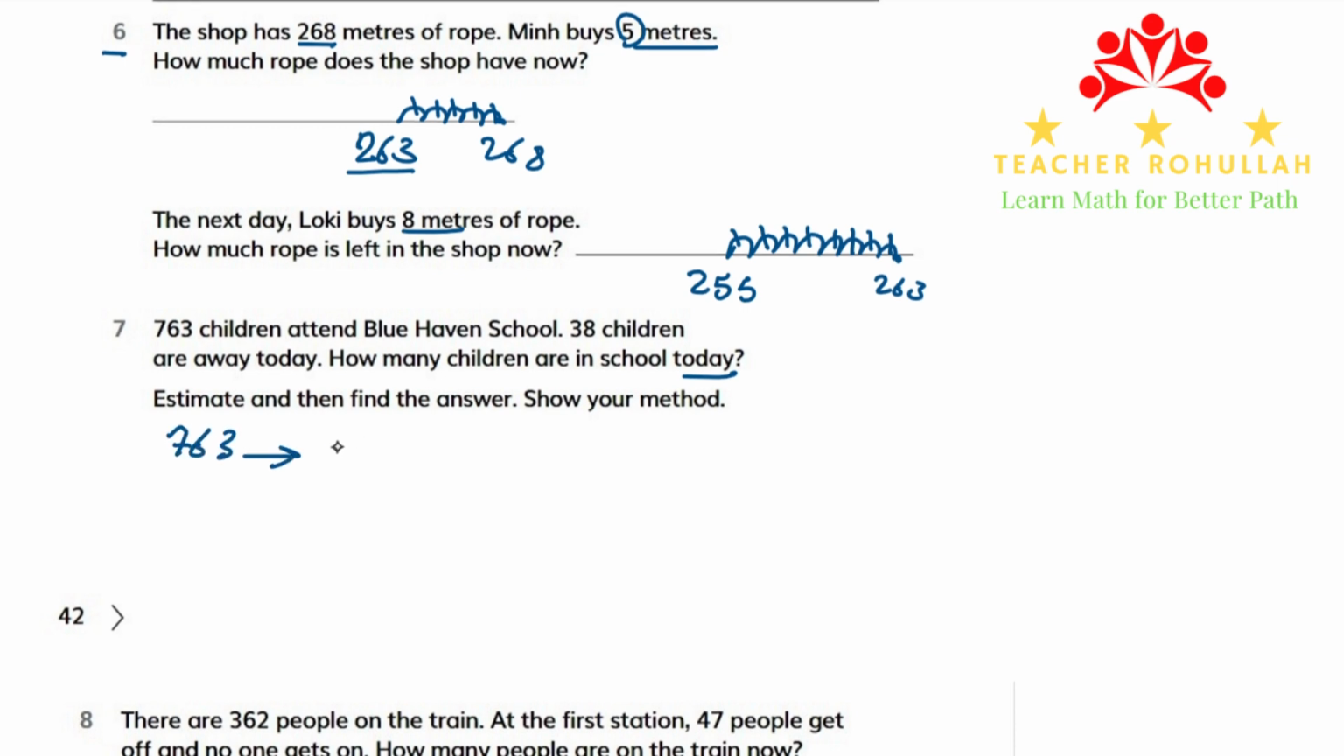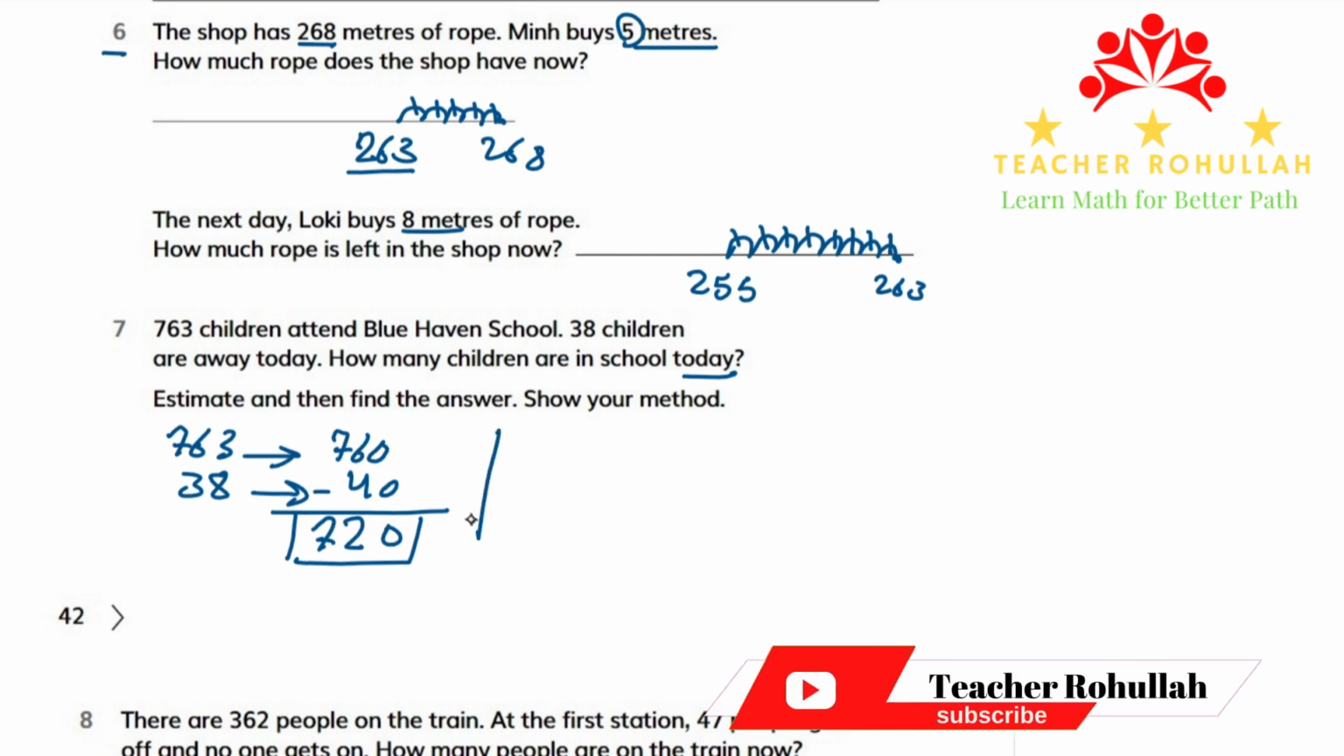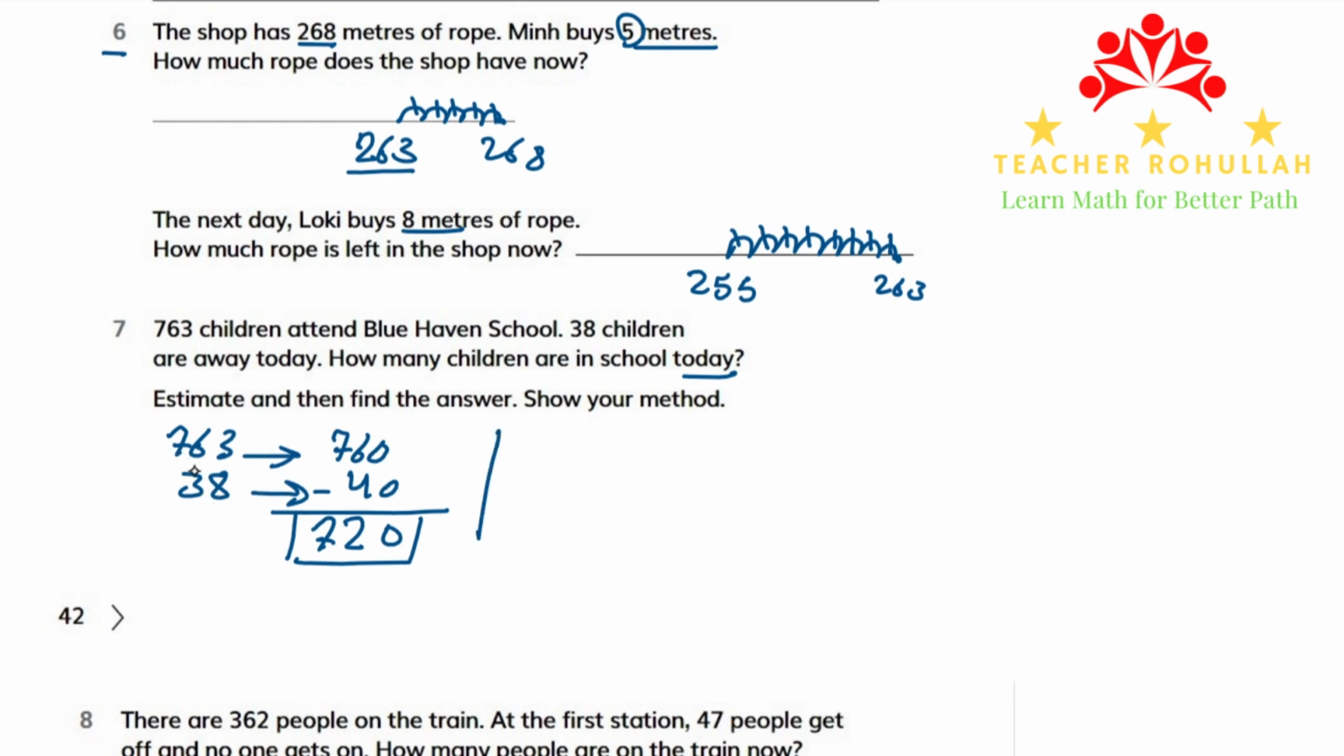763, if we round to the nearest 10, we will get 760 because 63 is very close to 60. And 38 rounds to 40 because 38 is very close to 40. Now, if we subtract 40 from 760, we will have, let's find out, 0 minus 0 is 0, 6 minus 4 is 2, and 7 minus nothing is 7. We will have about 720 students in the school. To find the exact number, we have to subtract 38 from 763 students. So I will use column subtraction here.